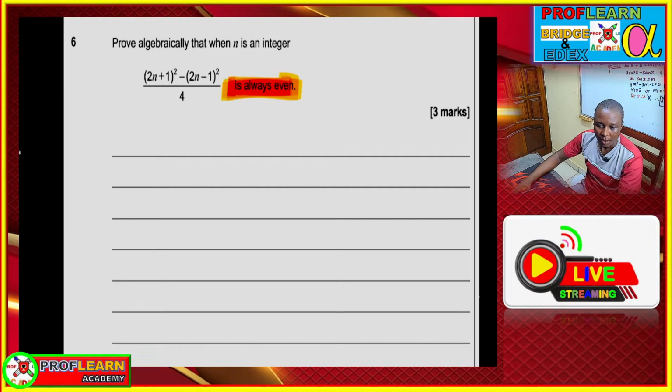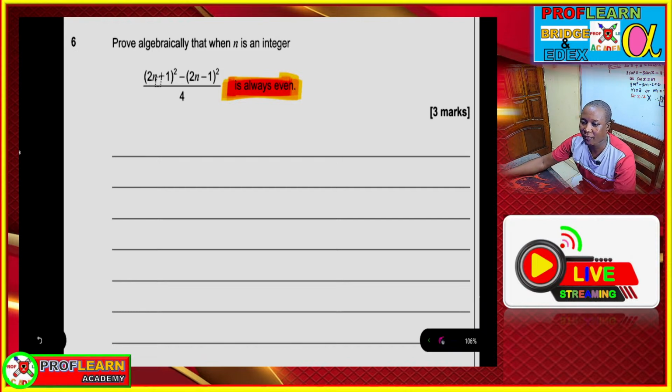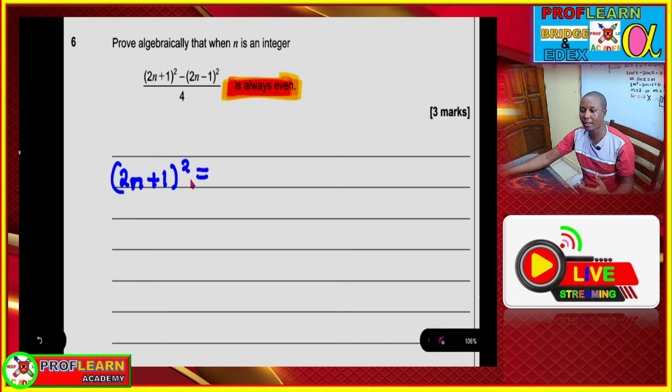All right, so let's try with this expression that we are given here. We are told that n is an integer. So what I want us to do, let's try to expand this bracket that we are given here. Let me just show you. We are going to have 2n plus 1. We square that part so that we can simplify and see what this expression is going to reduce to. An even number.